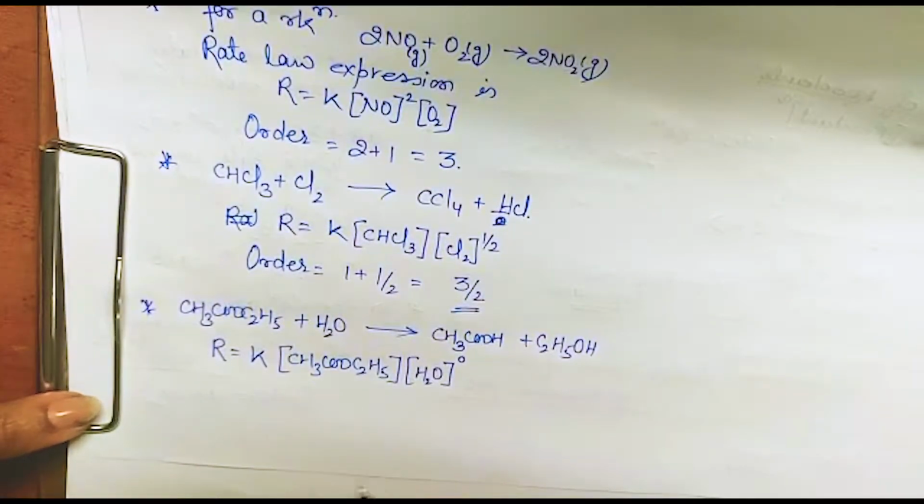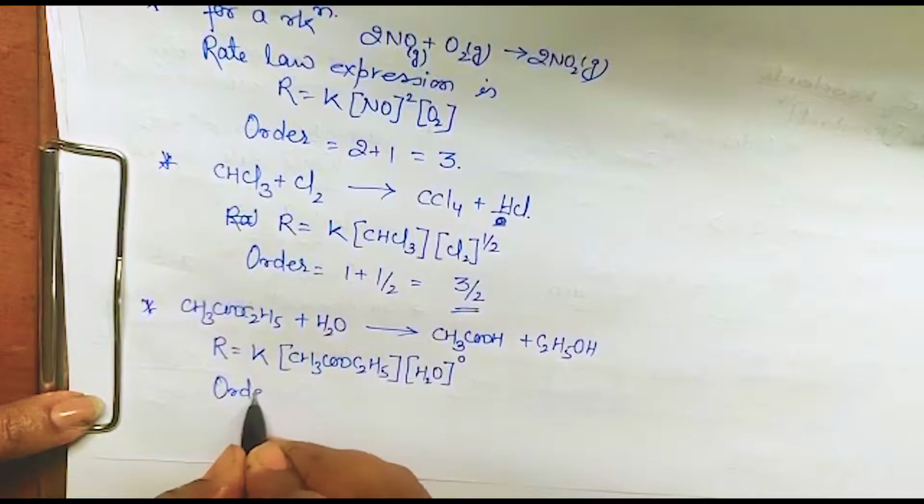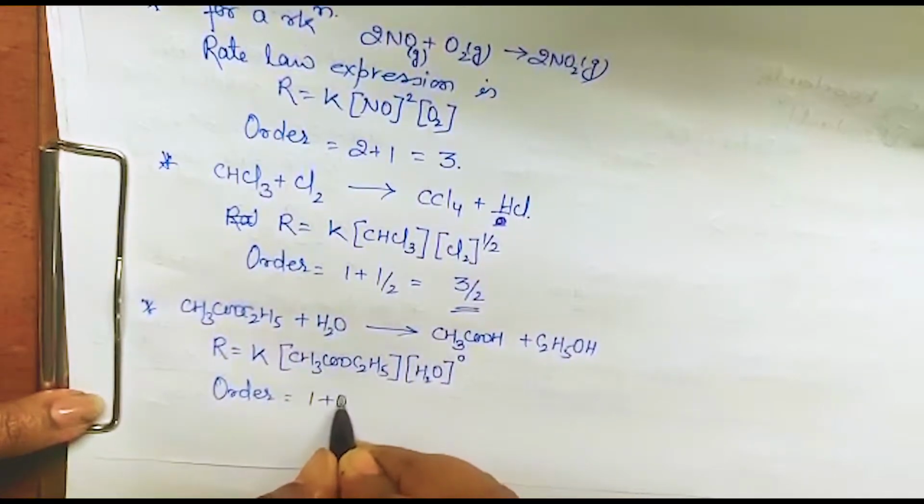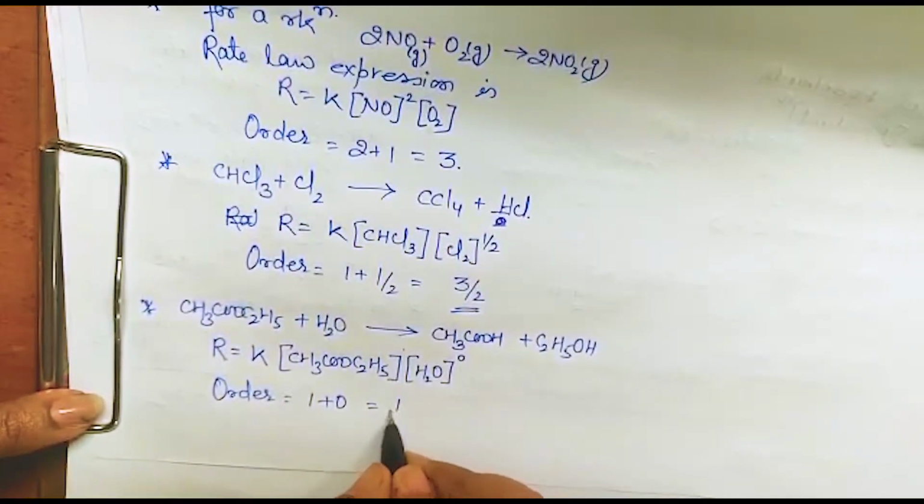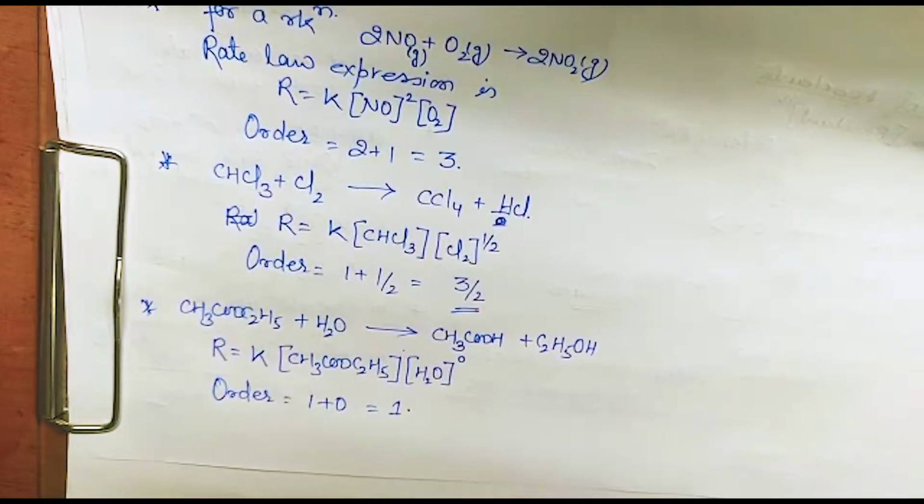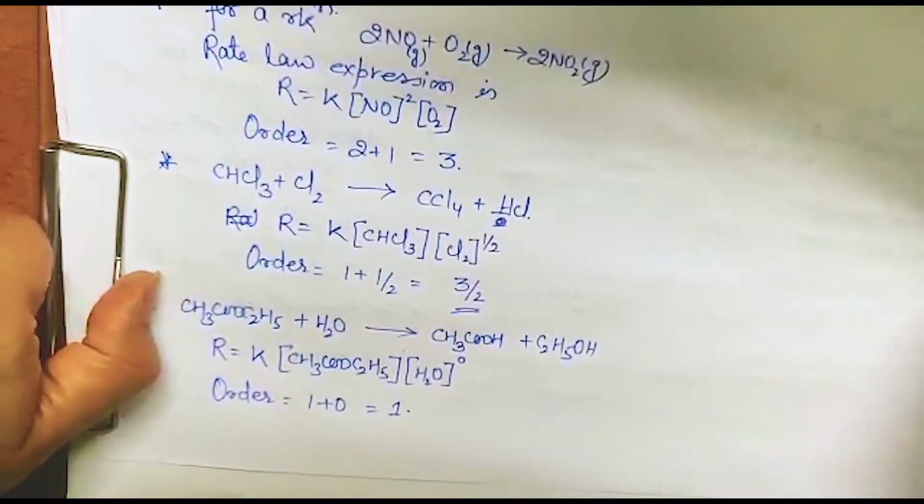This is the rate law expression. So what will be the order? Order will be 1 plus 0, this is 1 only. So with all these examples, what we got is that the order of reaction depends on the rate law expression. What is in the rate law expression? Whatever the powers of the reactants are given, we have to take the sum of those only. Got it? So I hope it is clear.